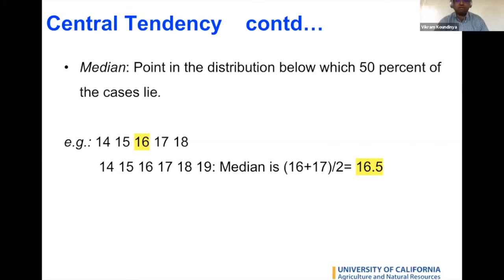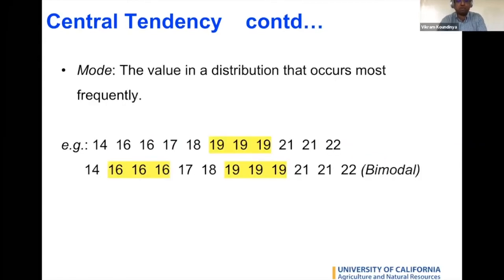This median is useful when there is more scattering in the distribution, which Roshan will talk a little bit more about. The other example is the median, the middle point when there is an even number of cases, which is taking the average of the middle two numbers. Then the last commonly used one is the mode.